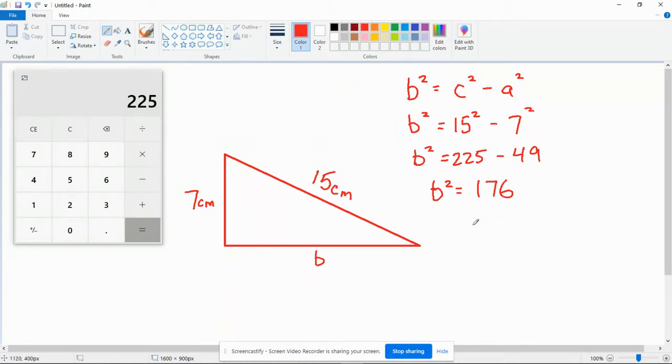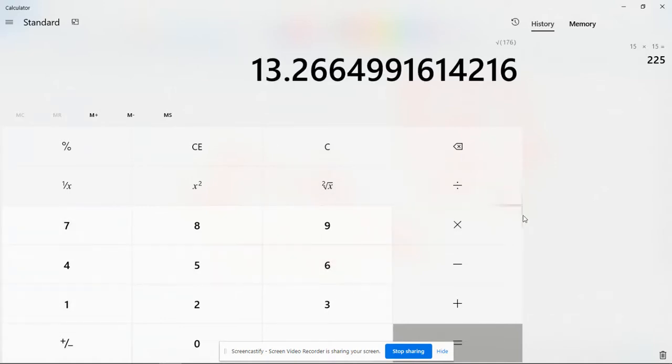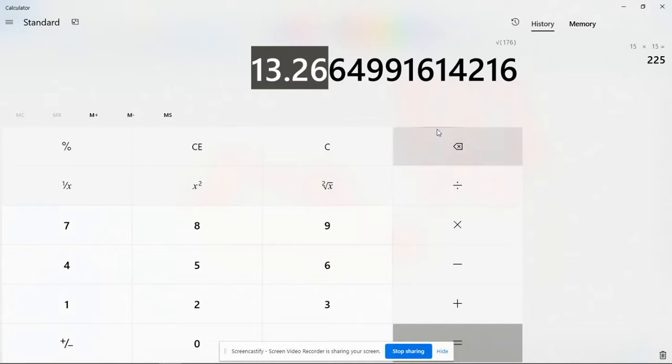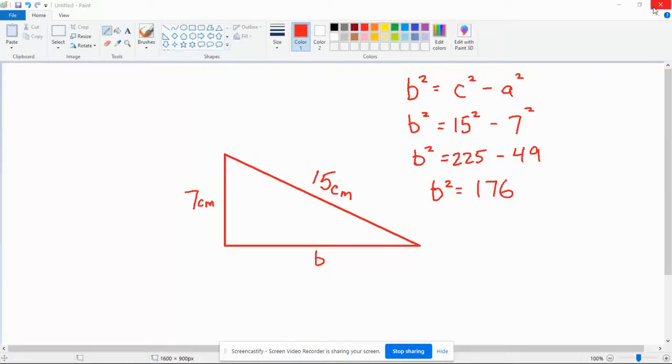Okay, now you've got B squared equals 176. Now we need to find the square root of 176. And we'll go here to our calculator, and this is where our calculator is your friend. 176 square root, and you get 13.2664991614216. Most teachers don't care about that. I'd recommend maybe 2 decimal places, like 13.26. You could take this 6 here, and you know it's closer to 10, so you're going to round this up. This is going to be almost 7. So it's actually become 13.27, we'll call it as our answer.